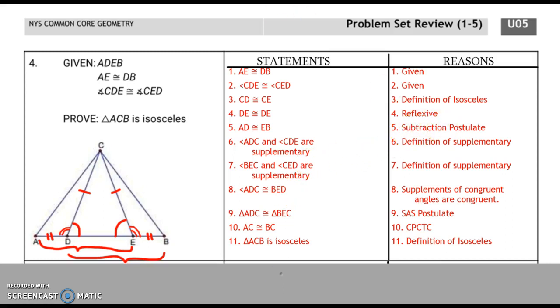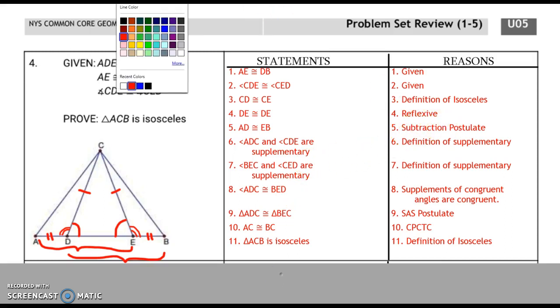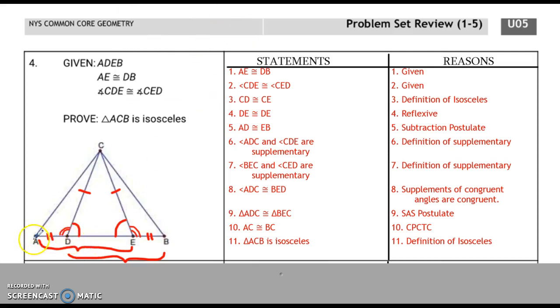Again, we used that subtraction postulate to show us specific pieces were congruent. We had AE, which is this long piece, is congruent to DB, which is this long piece. We had DE, which is from here to here, we used the reflexive property to prove that DE is congruent to DE, and then we subtracted that piece out of both of those congruent sides, so that was able to give us AD, which is this piece here, and EB, which is this piece here. So that's the subtraction postulate.